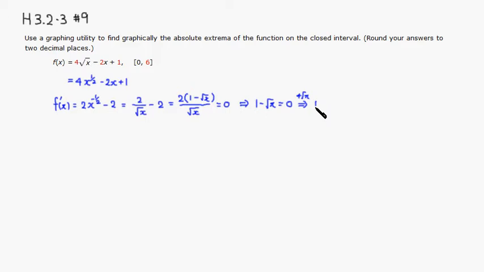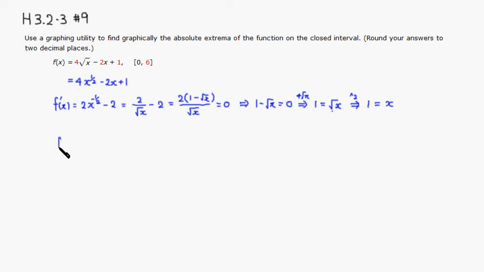Then add square root of x to both sides. We get 1 is equal to square root of x. Then we can just square both sides so that we can get rid of the square root. So 1 squared is 1, square root of x squared would be x. So x equals 1 is a critical number. So we have to check 3 places: 0, 1, and 6.